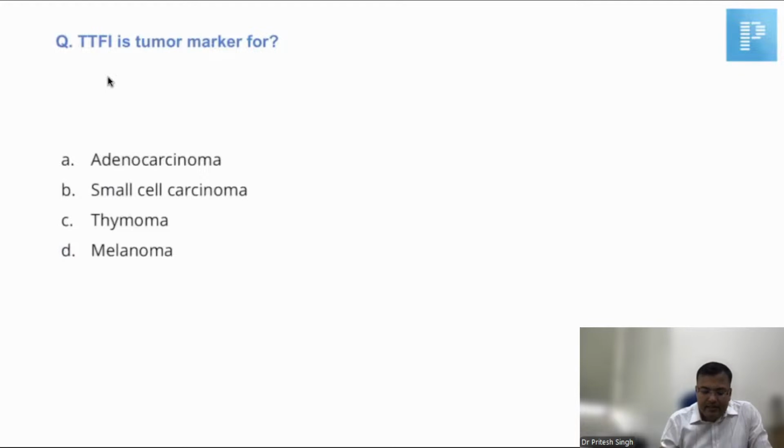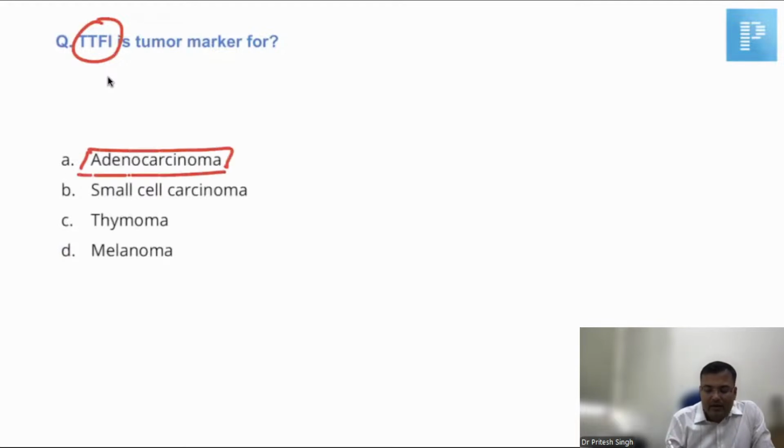Right. Next, TTF1. Clear? So TTF1 is a tumor marker for adenocarcinoma. So it's a marker for adenocarcinoma of the lung, already. Clear? So it's a marker for adenocarcinoma. This is a repeat question.